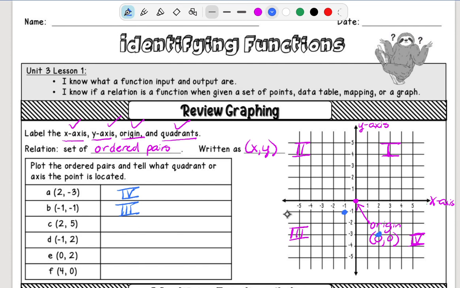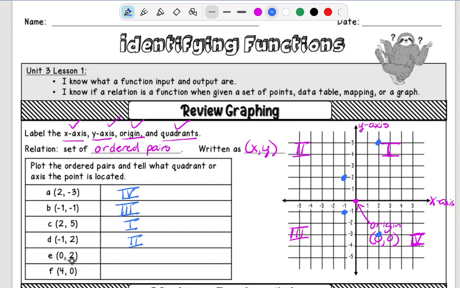This is 2, 5. So we're going to come over here to 2 and up to 5. So that's right here. That's in quadrant 1. Let's see, negative 1, 2. So we come over here to negative 1 and up to 2. That is going to be in quadrant 2.